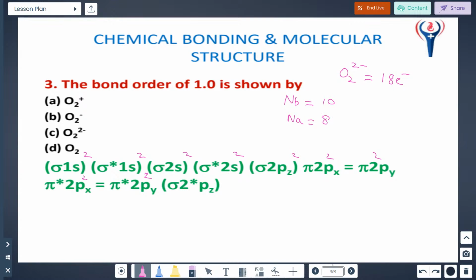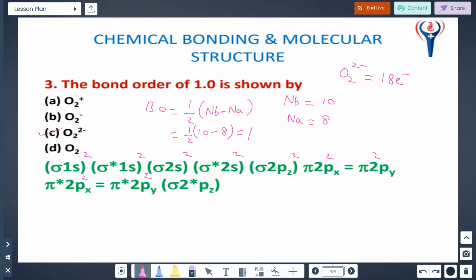Understood? So what's the formula for bond order? Bond order is equal to, as usual, 1 by 2 (NB minus NA). You just substitute the value. So 1 by 2, NB is 10 minus 8. That's all simple. 2 by 2, the answer will be 1. So they are asking which molecule has 1.0. So I found the answer correctly.